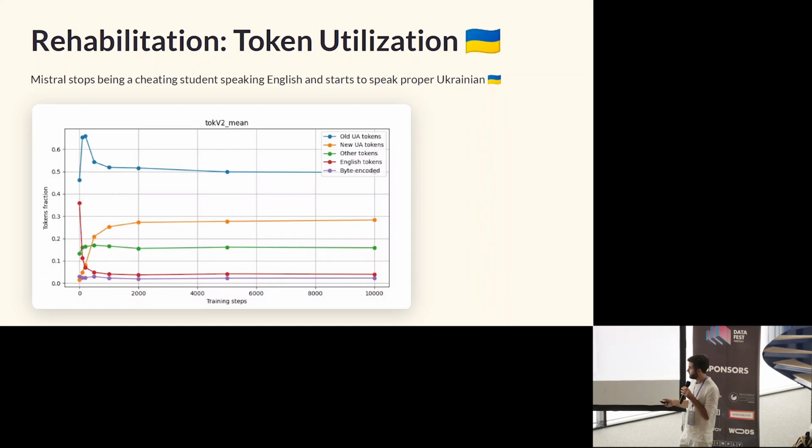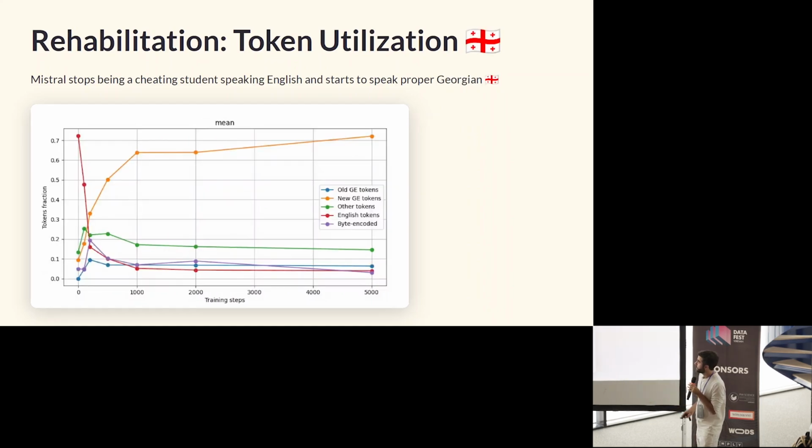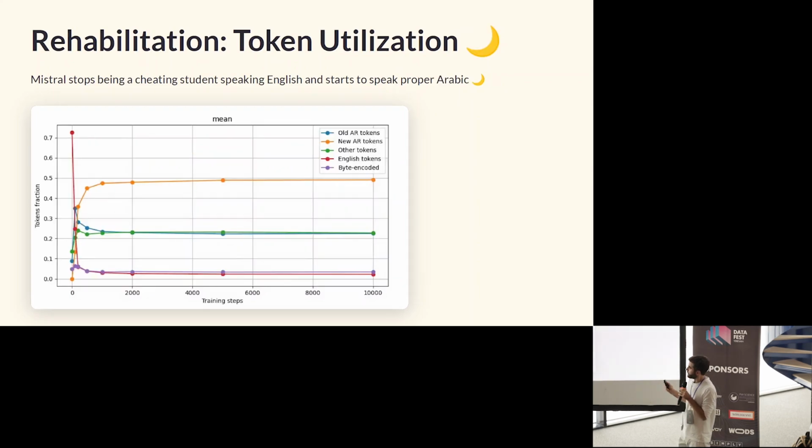We've done the same for Georgian. Because Georgian was so underrepresented, you can see a much higher value for the new Georgian tokens being picked up right here. Obviously, there weren't that many in the first place. It's almost a similar situation to Arabic, because it was so underrepresented. So you can see the new tokens being picked up right here.